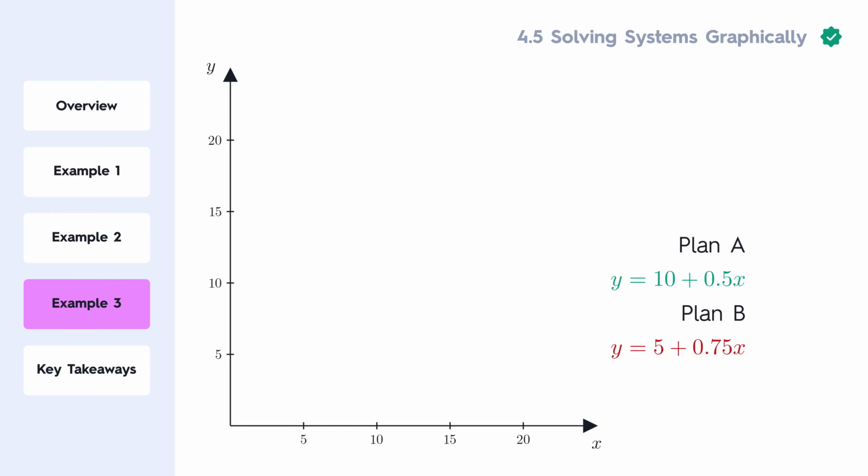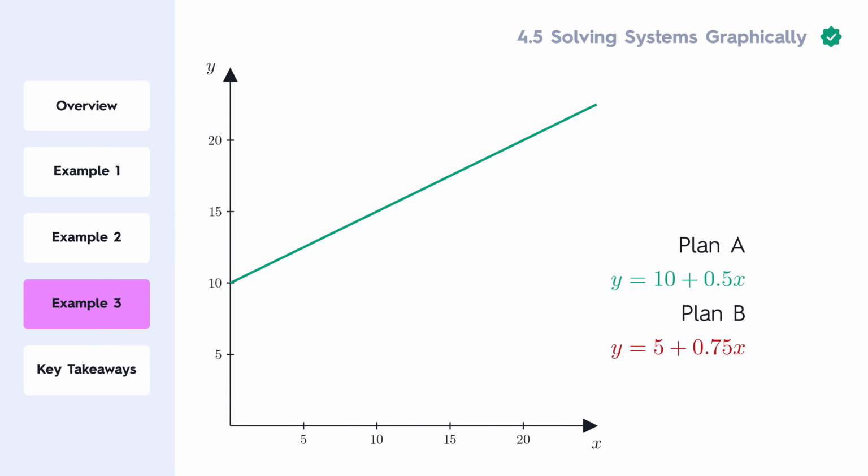Now, let's graph each equation to see where they intersect. Start by plotting the first line from its y-intercept at the point 0, 10 as the starting fee of $10 for Plan A. From this point, use the slope m equals 0.5 to move upward half a unit and 1 unit to the right.